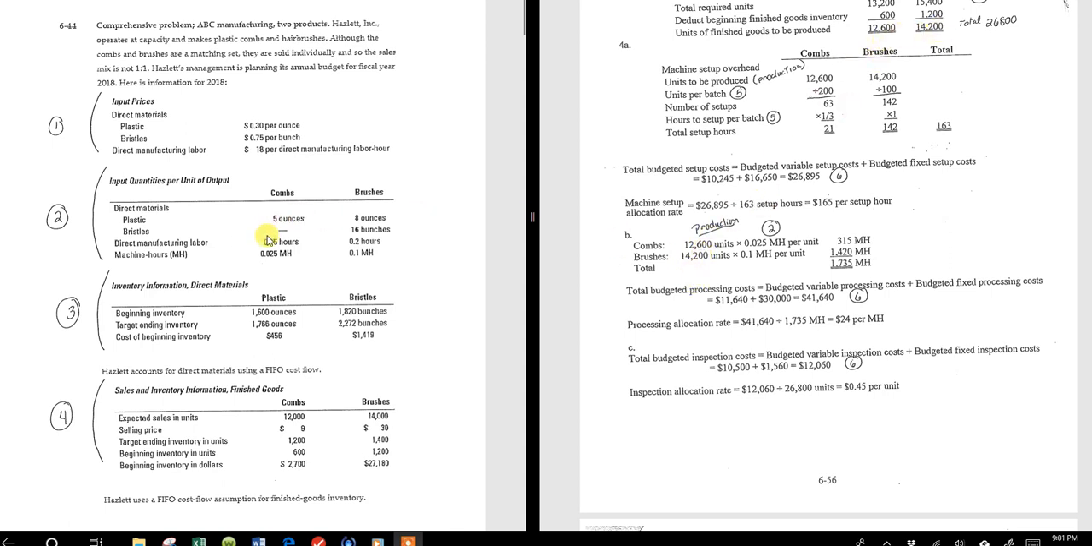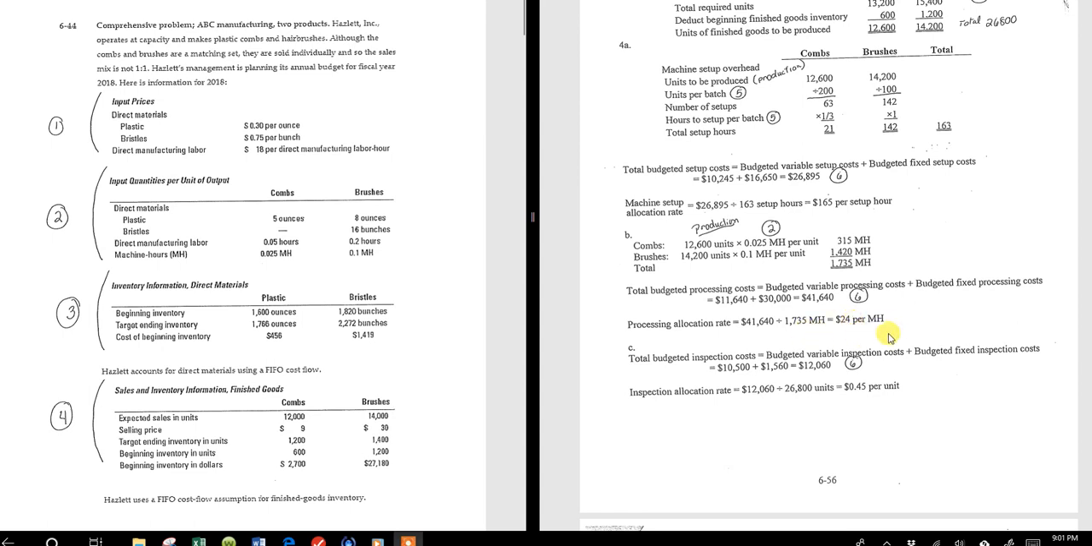So 12,600 times my 0.25 machine hours for combs and 14,200 times my 1 machine hour for brushes. So I have 3,150 machine hours, 14,200, 17,350. So estimated overhead, 41,640 divided by estimated base is $2.40 per machine hour.